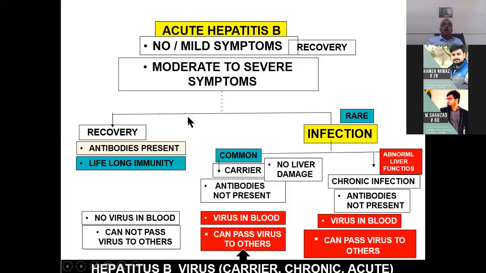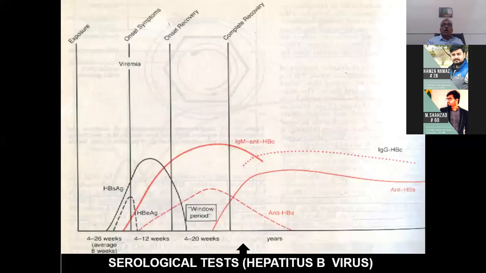So moving on to hepatitis B. There is a long list of investigations. Remember, hepatitis B surface antigen, and hepatitis B surface antibodies, that is anti-HBs. This is anti-HBs, antibodies against the surface antigen.